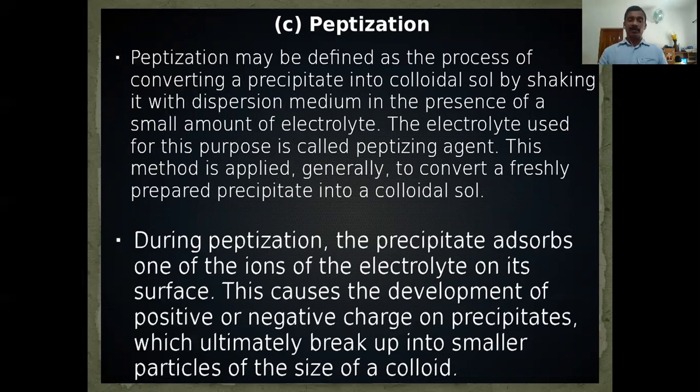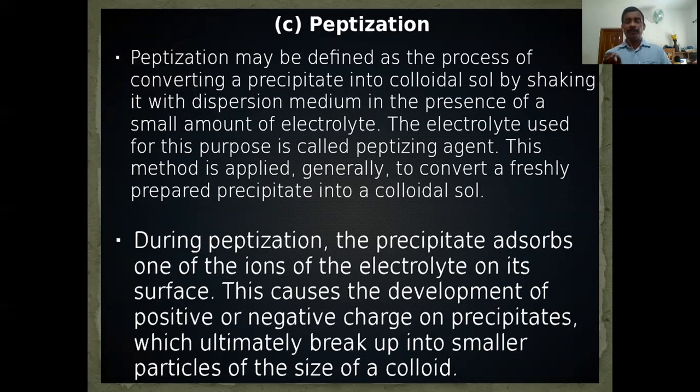That is peptization. The electrolyte used for this purpose is called the peptizing agent. So this method can be applied to convert a freshly prepared precipitate into a colloidal solution. And what is the principle behind it? What is happening during this peptization?